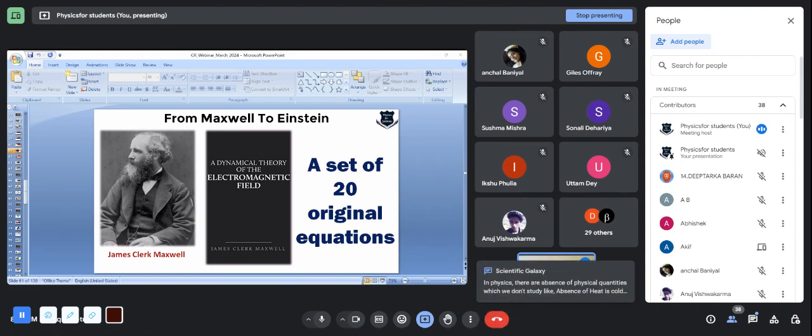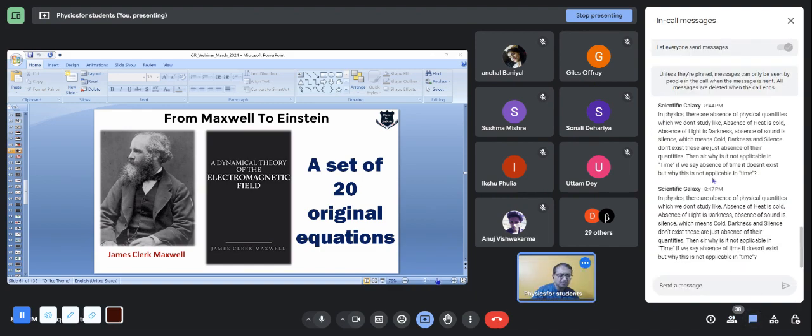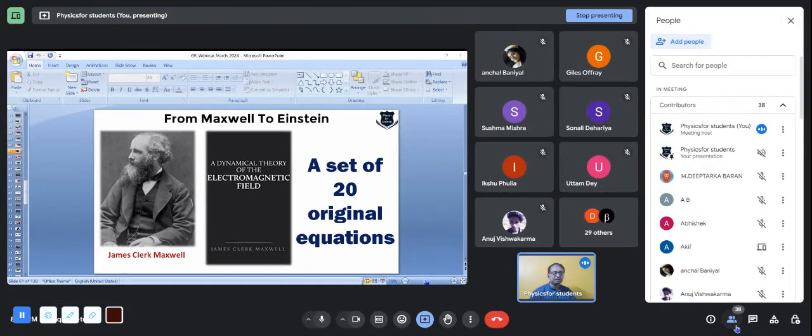There is an absence of physical quantities. In physics there is absence of heat, which is cold, and absence of light, which is darkness, and absence of sound. Then, sir, why is it not applicable to time? I don't get your question. Absence of heat is cold, absence of light is darkness. You can come back to me once I complete. I cannot understand what heat and cold have to do with time.